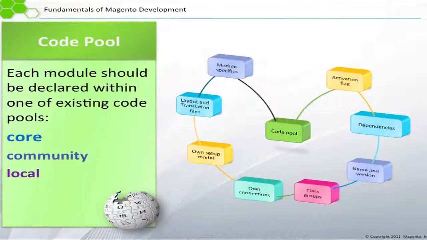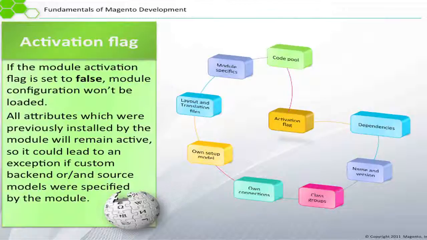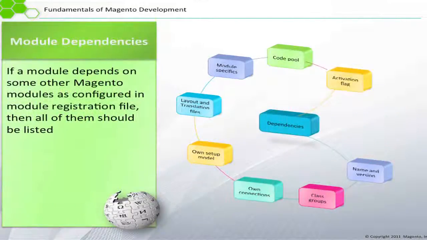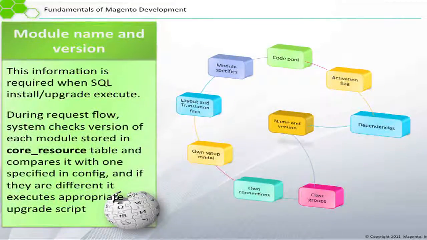All right. Code pool, one of core, community, local. Active flag. If it's set to false, then our module configuration won't be found, or won't be evaluated. So dependencies, whatever we list there, will make sure that module is loaded before ours. Name and version, we'll talk about more on Thursday.